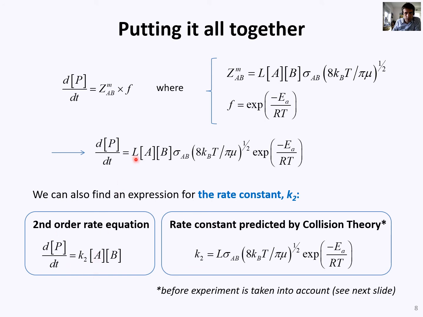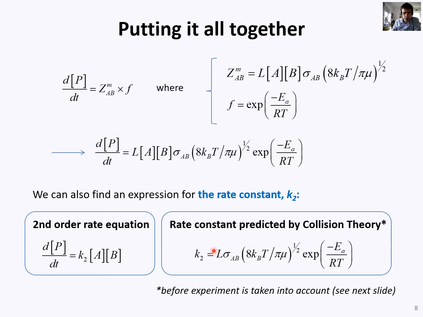So essentially, all we do is we leave these two things from this equation here, and we get our expression for our rate constant. So our rate constant expression is written out like this. Now, I put an asterisk next to this because this is the rate constant before experiment is taken into account, and I'll show you what I mean in the next slide.